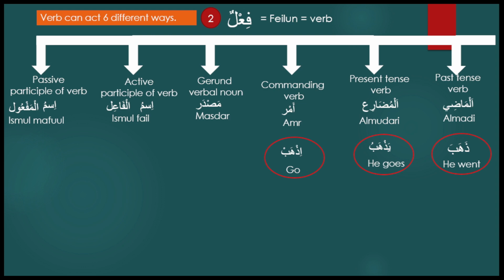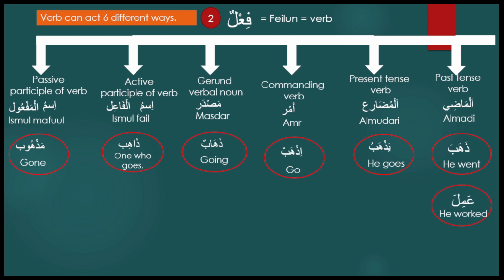Izhab means go. It also can be converted into masdar, like zahabun means going. In active participle form of verb, it will be zahib, one who goes. And the passive form, ismul maf'ul, will be mazhub, means gone. Let's see one more verb. Amila. Amila means he worked.